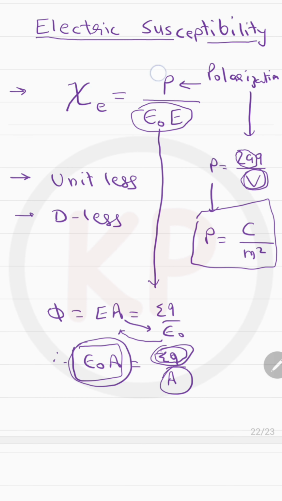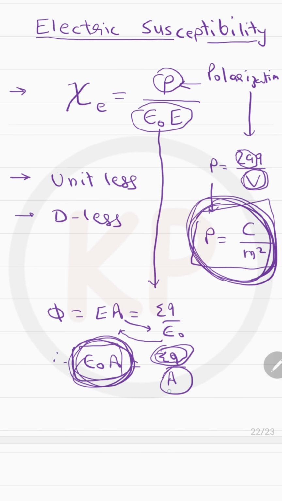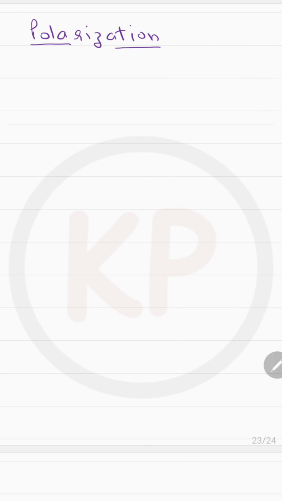So the unit of polarization here is coulomb per meter square. Epsilon 0 E is also coulomb per meter square. So therefore chi E is a unitless and dimensionless physical quantity. I hope you understood. Next, polarization.